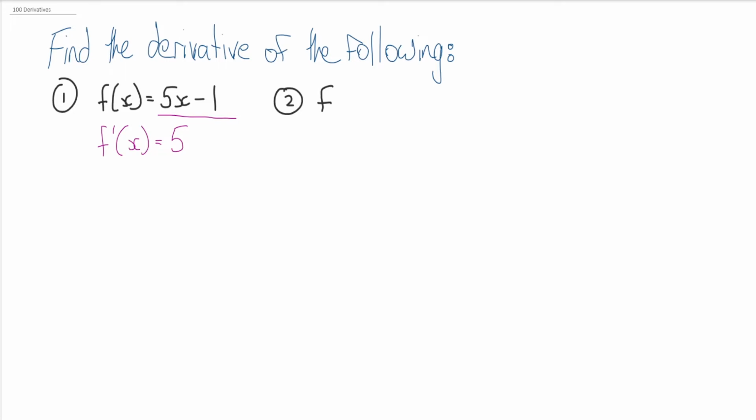So f of x is equal to negative 4x to the 10. Okay, so here's a good example. What we're going to do is take the exponent, it's going to become 1 less, and that 10 will come down as a multiplier, and the negative 4 is still there. So negative 40x to the 9 is our f prime of x.